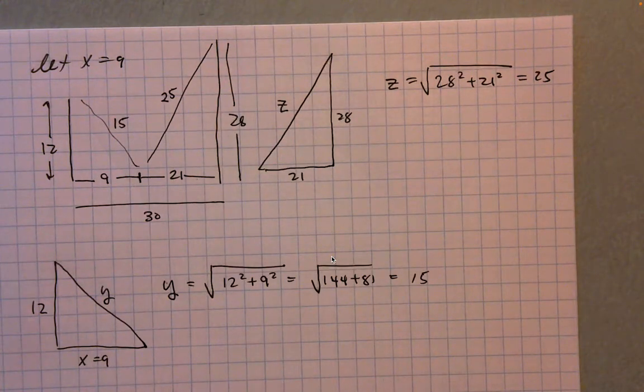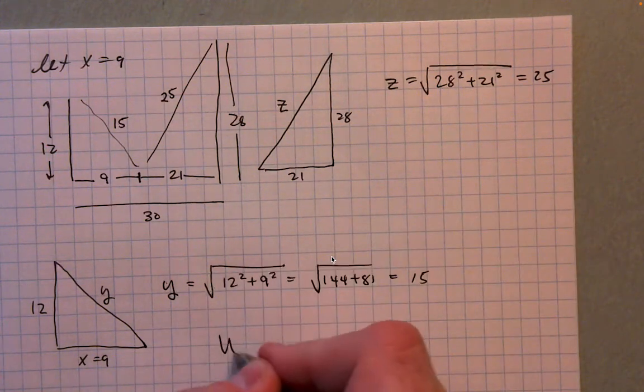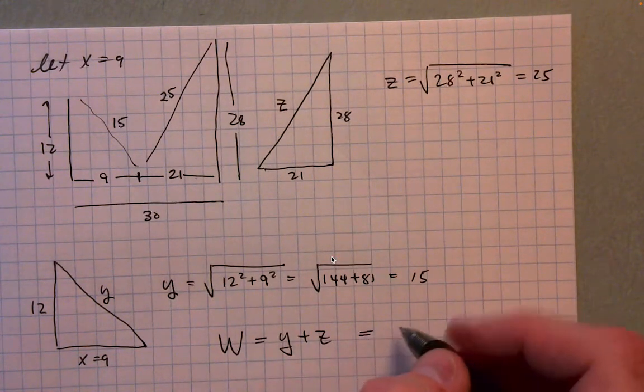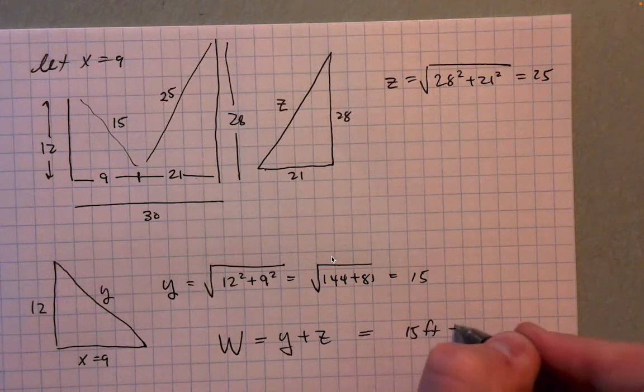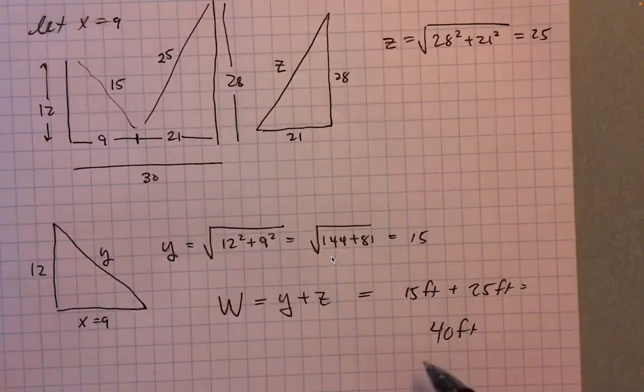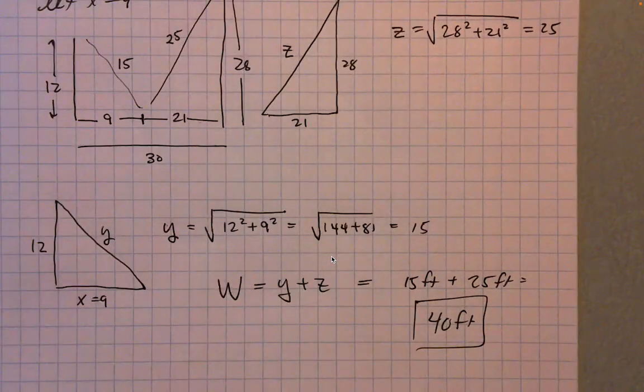Okay, perfect. So that's the setup, and then of course, technically W is equal to y plus z, and so that turns out to be 15 feet plus 25 feet, so 40 feet in total. Very good. I think I did that right, didn't I? Yeah, I think so. It's possible I made a mistake here in the end, but that's it for this section.